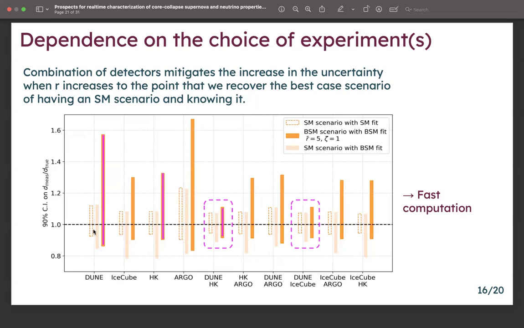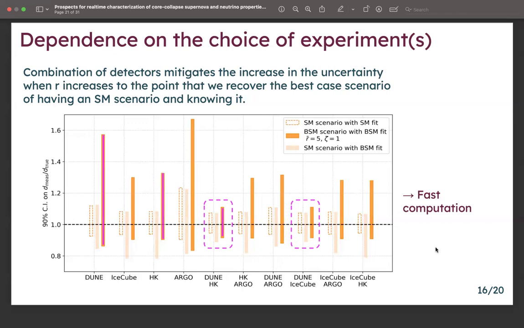So for example, you see here in DUNE, IceCube and HK, these rather small uncertainties. And what we managed to do in the worst case scenario, where we indeed have beyond the standard model physics, and we have to fit for them as well, we managed to find combinations of detectors, for example, DUNE-HK and DUNE-IceCube, with which we practically recover the uncertainty bands and the accuracy that was possible in the best case scenario.